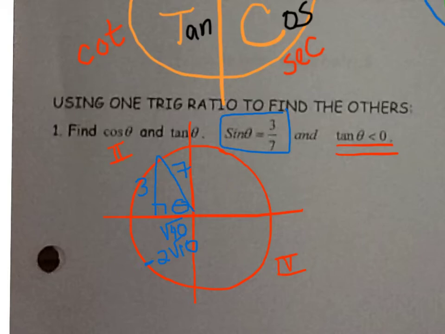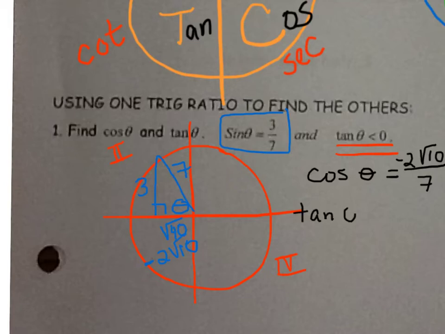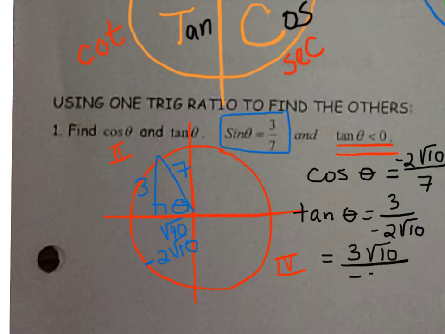Now I'm ready to answer the two parts of the question. Part one says find cosine theta. So if I look at my triangle, I took all that time to label it up. Adjacent over hypotenuse would be negative 2 root 10 over hypotenuse 7. All right, believe it or not, that's simplified already. Okay, the other part is tangent, tan theta, opposite over adjacent. This time you do have to rationalize. Always, always, forever, get that radical out of the bottom. So it's going to equal, if I multiply by root 10, 3 root 10 over negative 20.